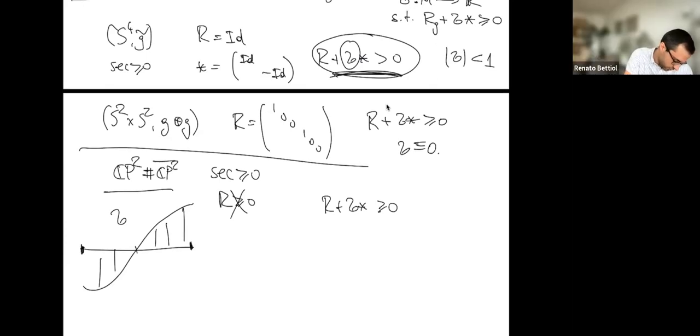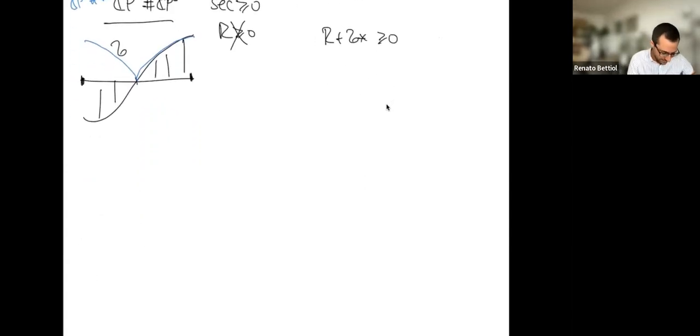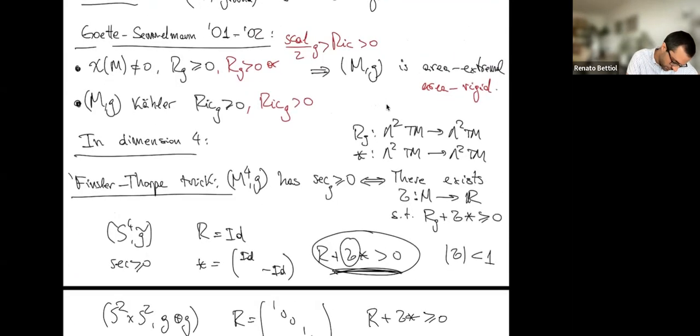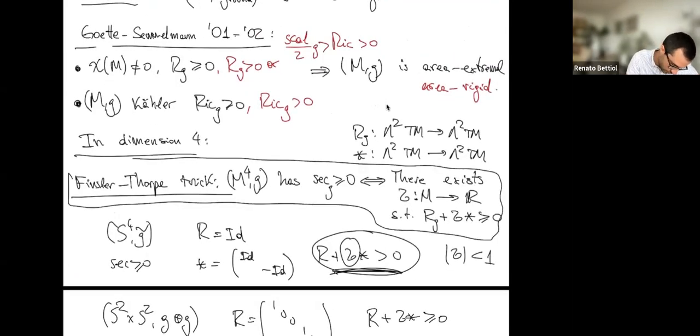While I'm at it, you could also do CP2 connected sum CP2 without changing the orientation. And then this tau will look something like this. You just reflect one of the sides up. And that will be very important in just a minute. Well, actually, right now. When I state the theorem, you'll see that I'll need some sign condition on tau. Okay. So anyways, just to recap, we have this Finsler-Thorpe trick. It characterizes non-negative sectional curvature in dimension 4. And so I want to state an extremality result. And again, this is joint work with Jackson.